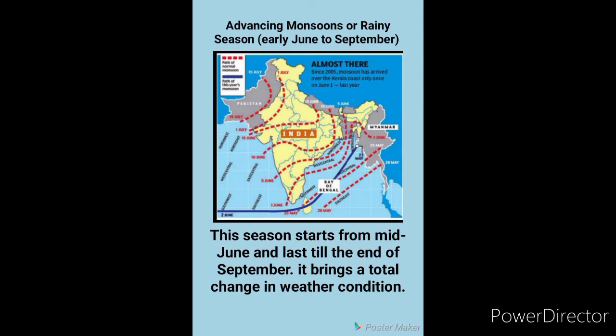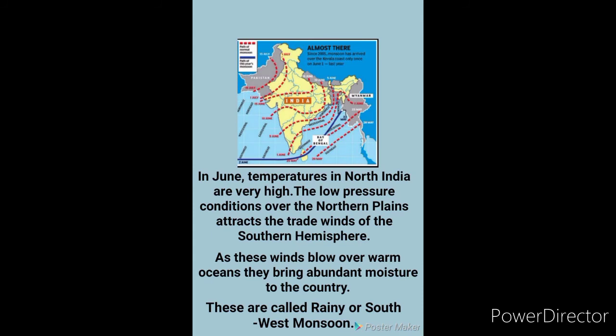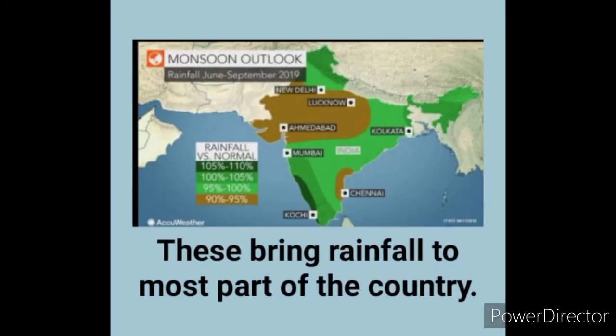This season starts from mid-June and lasts till the end of September. It brings a total change in weather condition. In June, temperatures in North India are very high. The low pressure conditions over the northern plains attract the trade winds of the southern hemisphere. As these winds blow over warm oceans, they bring abundant moisture to the country. These are called rainy or southwest monsoon. These bring rainfall to most part of the country.